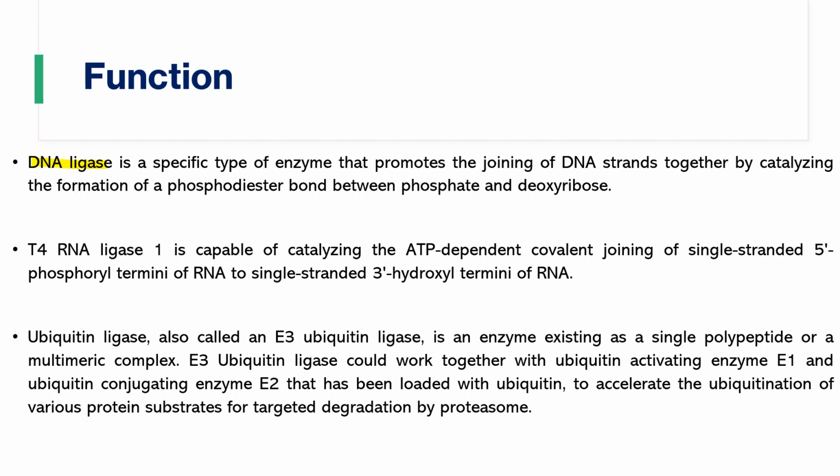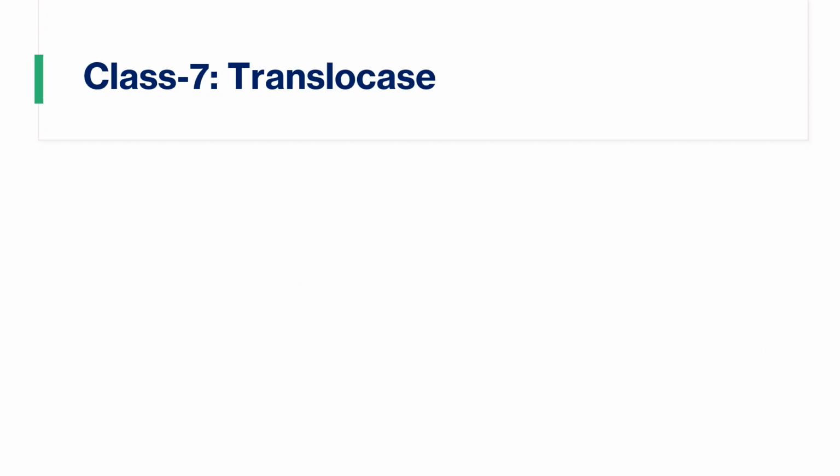Then we have T4 RNA ligase 1, which is capable of catalyzing the ATP-dependent covalent joining of single-stranded 5' phosphoryl termini of RNA to single-stranded 3' termini of RNA. Then we have ubiquitin ligase, commonly called E3 ubiquitin ligase, an enzyme existing as a single polypeptide or a multipolymeric complex. This ligase could work together with ubiquitin-activating enzyme E1 and ubiquitin-conjugating enzyme E2, which is a part of proteasomes.